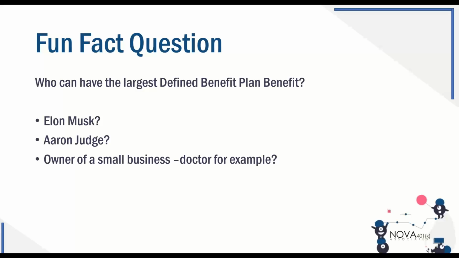So let's take a little breather here. I'm not doing this as a polling question, but you can answer this in your own mind. Who of this list could have the largest defined benefit plan benefit? Elon Musk, Aaron Judge, an outfielder for the New York Yankees who actually makes about $40 million a year, or the owner of a small business like a doctor. So who do you think could have the largest benefit out of a defined benefit plan?